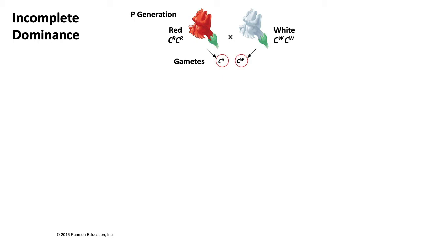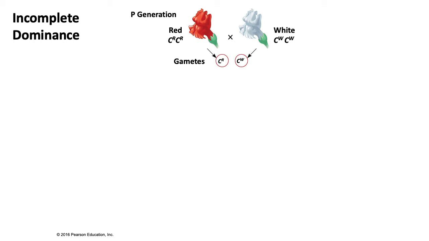Notice that we have used a little bit of a different notation system here. We're not using a capital letter and a lowercase letter for the two different alleles because we don't have one that's dominant and one that is recessive. These alleles exhibit incomplete dominance.